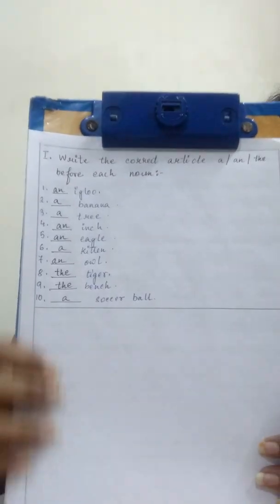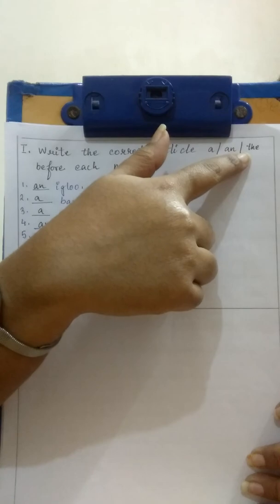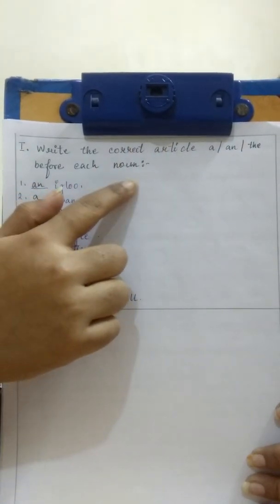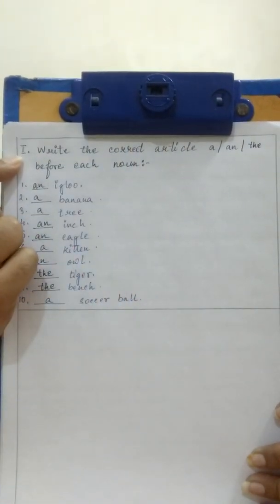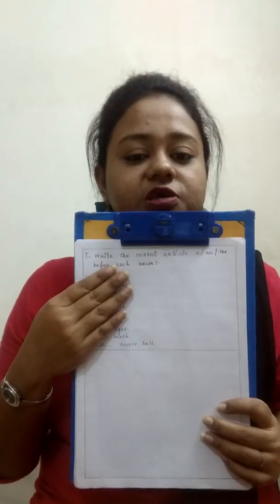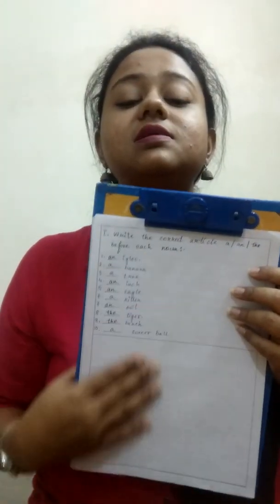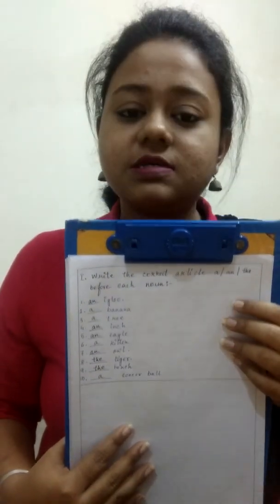Now, after drawing an ending line, you will go to the next page to start off with the exercises. This is exercise number 1. Write the correct articles a, an and the before each noun. Now, exercise number 1 will be on the new page: the definition portion on one page, this exercise on the new page. You have to do all this in your CW exercise book. This is the start of the second terminal.